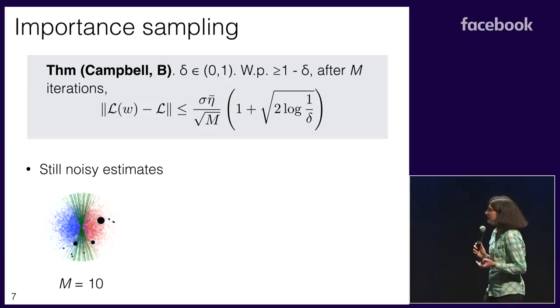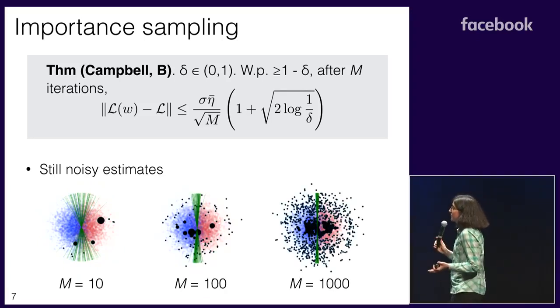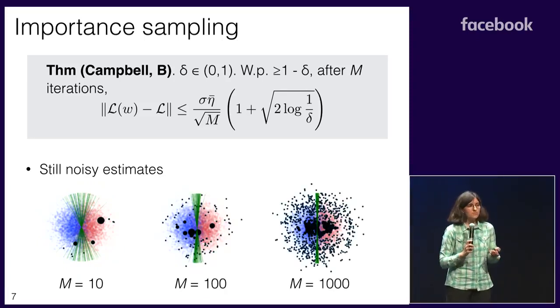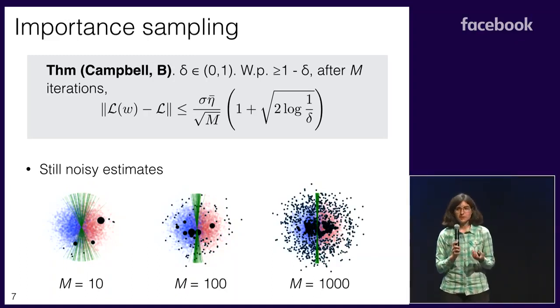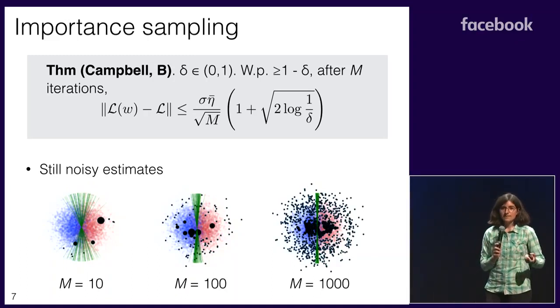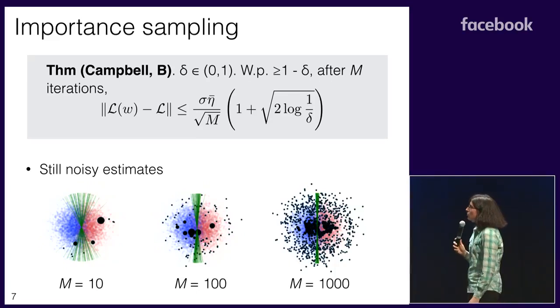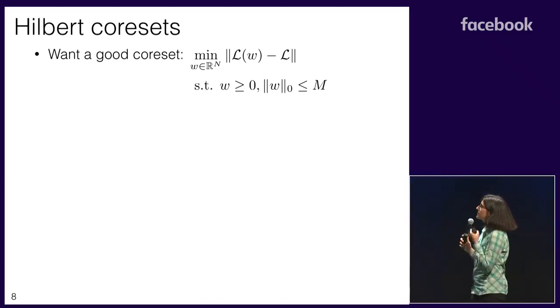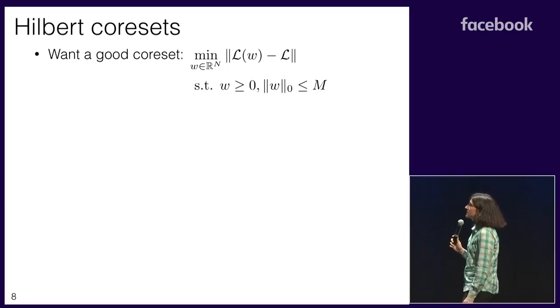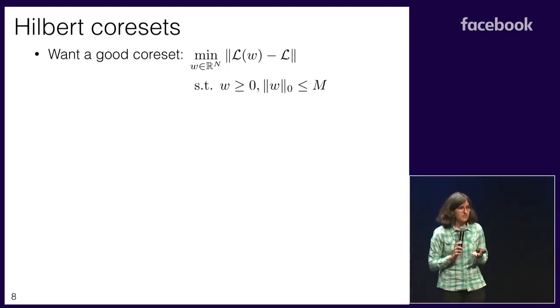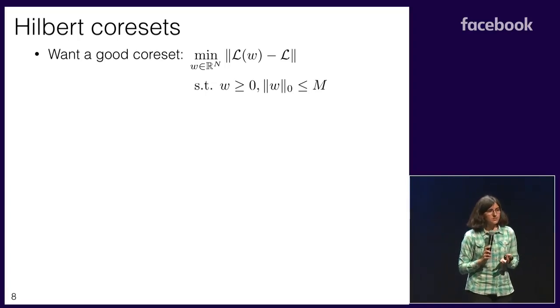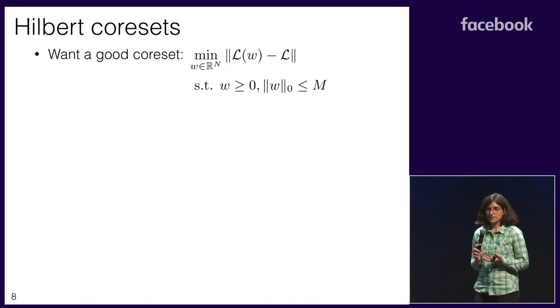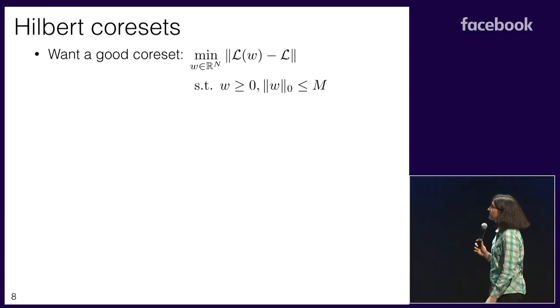This seems pretty bad. We can increase the number of points that we importance sample, but that's not the point. We want to run our expensive Bayesian inference algorithm on a very small number of points, not a very large number of points. Okay, so what's going on here? What's the problem? So let's take a step back and think about what we want. We want a good core set. We want to minimize this error in such a way that the W's are positive so it looks like a log likelihood, but also there are very few W's that are non-zero. This core set is very small.